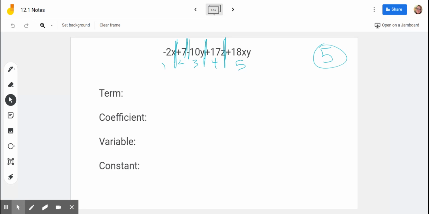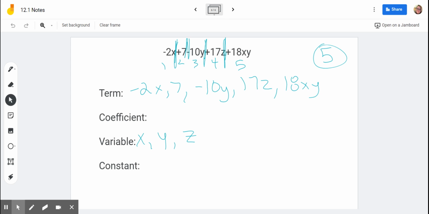For my terms, I'm going to need to write out all of these, everything I separated, and I need to take the sign. So I have negative 2x, a positive 7, a negative 10y, a positive 17z, and 18xy. Okay? What variables do I have? I have x and y and z. Even though I have an x times a y at the end, I don't put them together and call that a variable. They're still two separate variables.